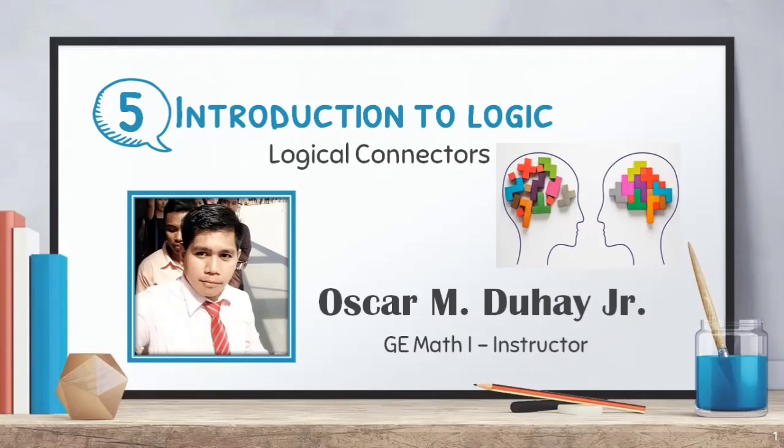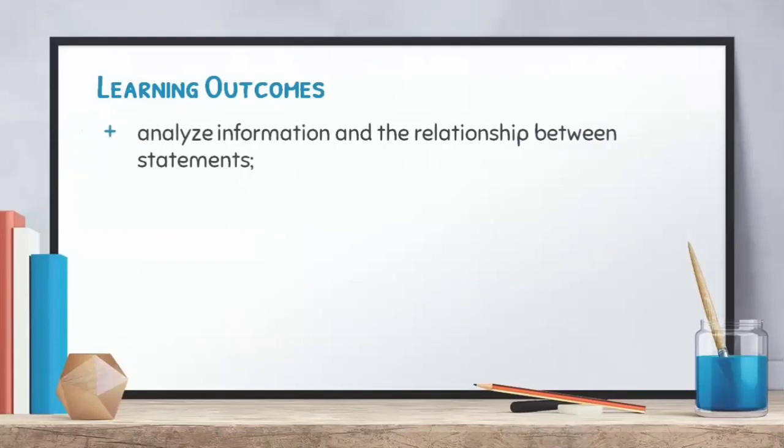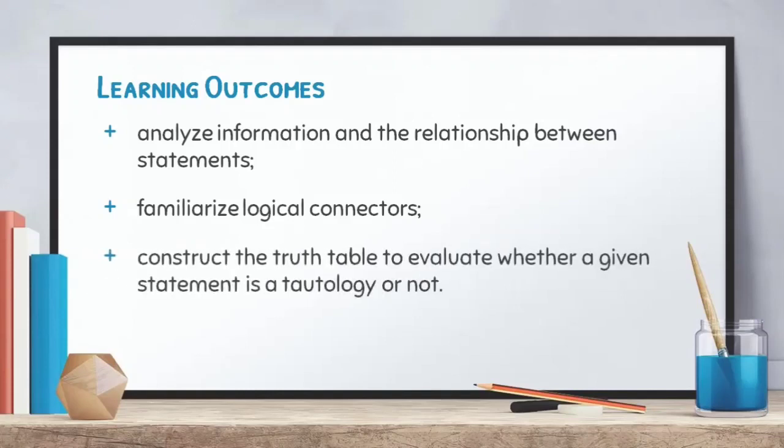So before we go to our discussion, I'm going to read first our learning outcomes. First, we're going to analyze information and the relationship between statements. Second, familiarize logical connectors. And lastly, construct the truth table to evaluate whether a given statement is a tautology or not. Would there be any questions with regard to our learning outcomes?